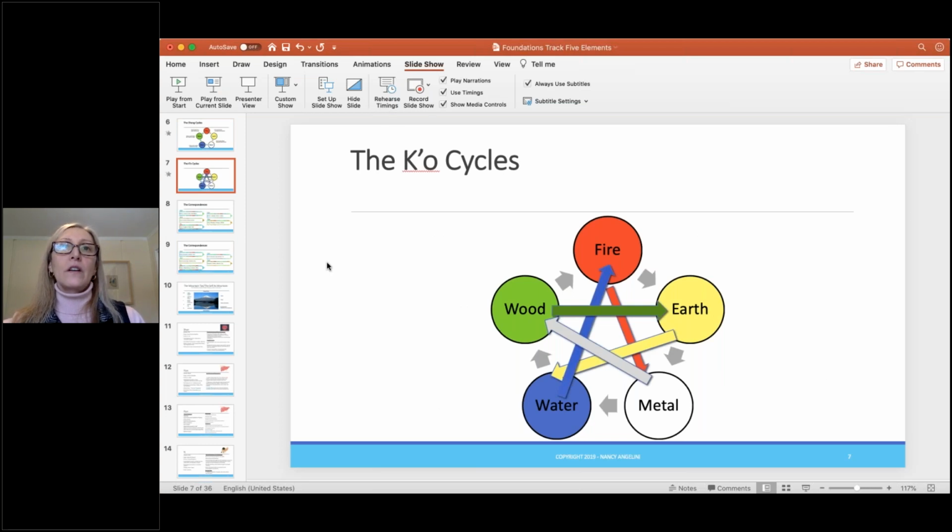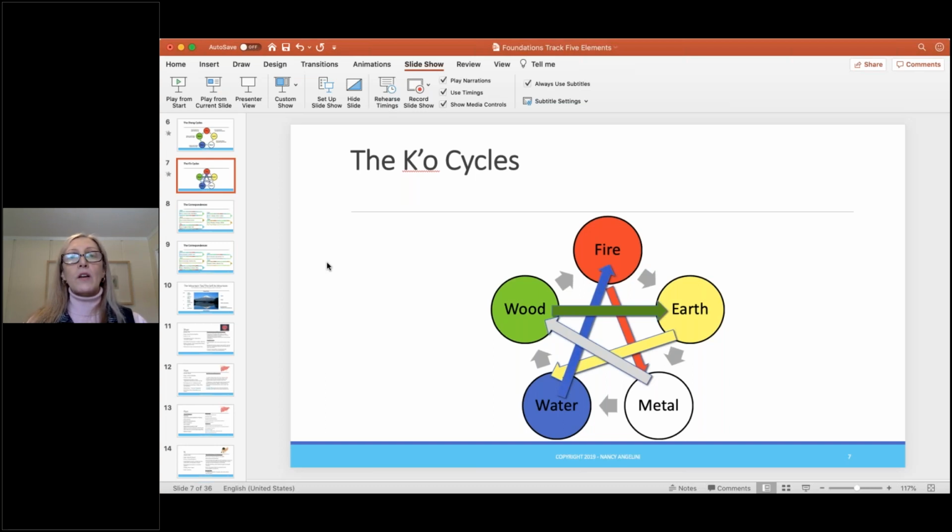The Ko cycle, you will visit over and over and over again, because this is what I use all the time, every day in practice, because I have to sometimes back up when I'm working with patterns to say, okay, well, what's going on here? Do I have fire that's melting metal? Do I have metal that's cutting wood? Do I have water that's extinguishing fire? Do I have earth that's absorbing water?